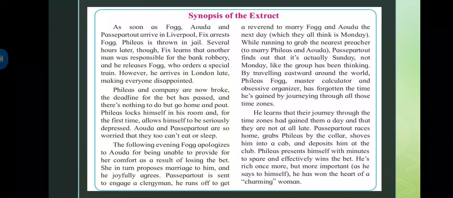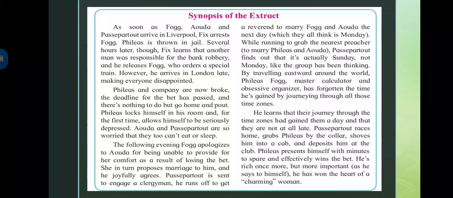He runs off to get a preacher to marry Fogg and Oda the next day, which they all think is Monday. Now, so what happened? Basically, the following evening, Fogg went to Oda and asked for forgiveness and apologized to her. Why? Because he thought that he couldn't provide comfort to her because of losing this bet. So instead of talking about that bet or the failure, she proposed marriage to him, and obviously he joyfully agreed. Okay, and then they were about to get married.